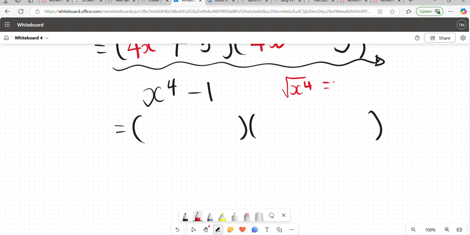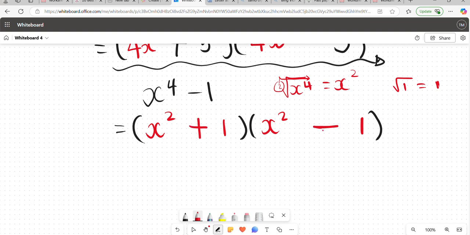If I square root an x to the 4, the 2 is dividing the exponent of 4. So I end up getting an x to the 2. Again, the 4 is being divided by the 2, and that's how I get the x to the power of 2. So I put my x to the power of 2 in the first position of both brackets. Then if I square root 1, I just get a 1, and that 1 goes in the second position of both brackets. One will be positive and one is negative.